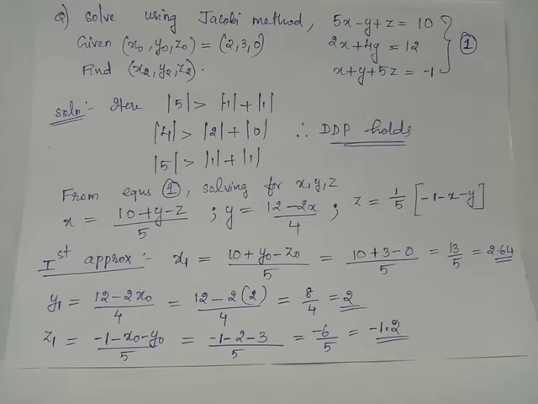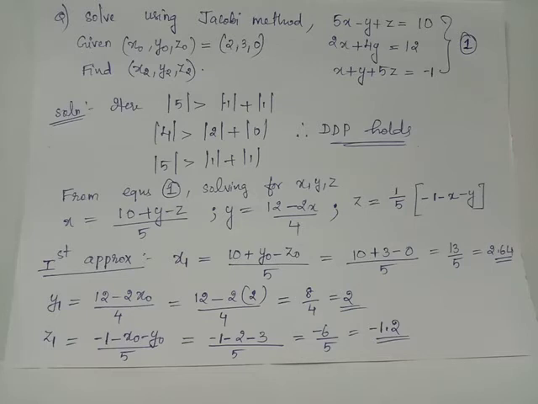We have from the first equation x equals (10 plus y minus z) divided by 5. From the second equation, we have y equals (12 minus 2x) divided by 4. From the third equation, we have z equals (minus 1 minus x minus y) divided by 5. We have the first approximation, which can be evaluated using the initial approximations x0, y0 and z0.